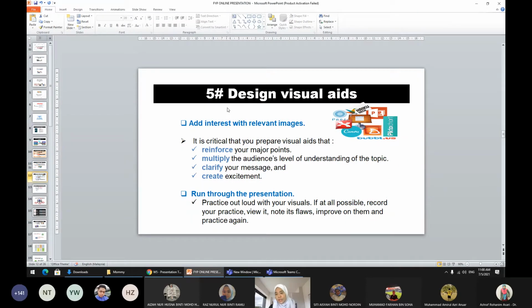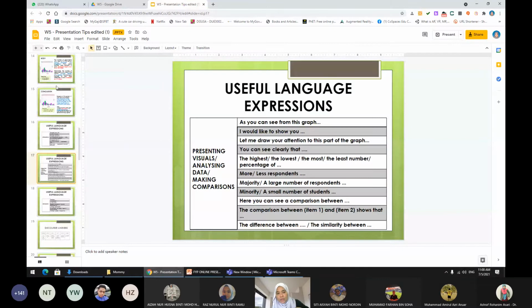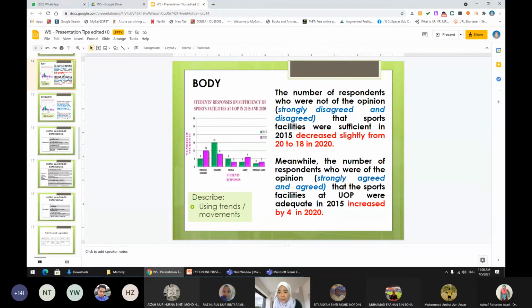So designing your visual aids, guys, make sure you have your images, make sure you have some illustrations, to make them interesting, so that the panels could focus on your presentation. So reinforce your major points. That means only points. Do not put everything on the slide. What I've shown you just now is not to be put on your slide, guys.